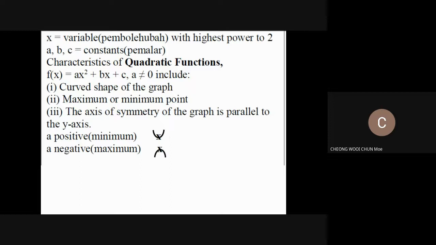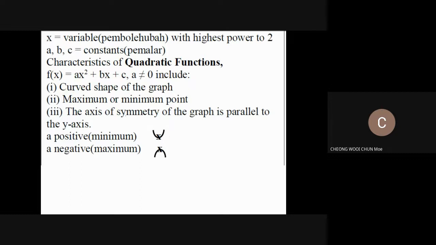So for the characteristics of quadratic functions, you must observe the curve shape of the graph, either positive or negative. If A is positive, it's a minimum graph. If A is negative, it's a maximum graph. After you get the curve, you know that it's either maximum or minimum.